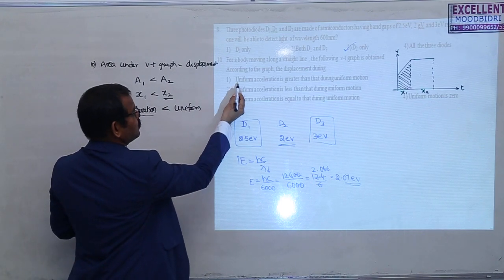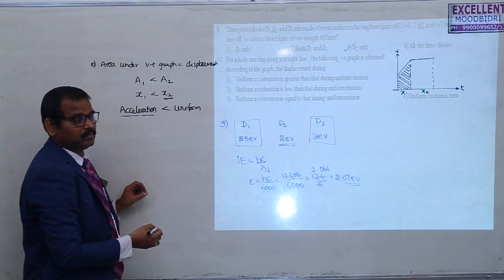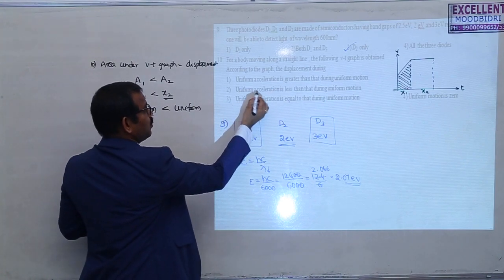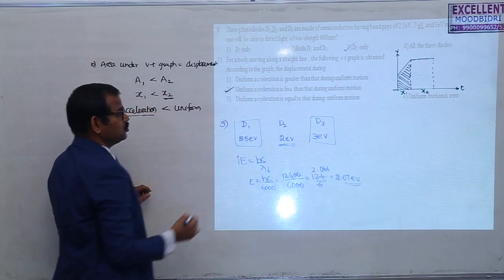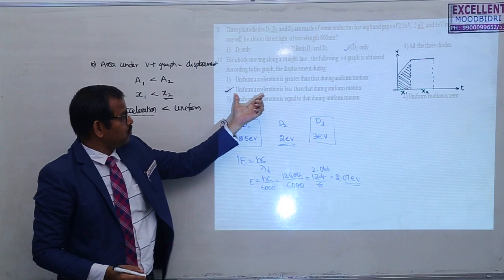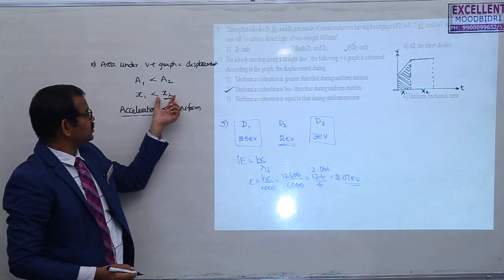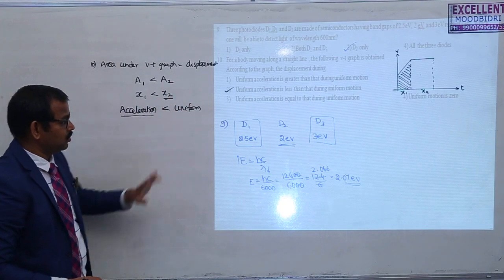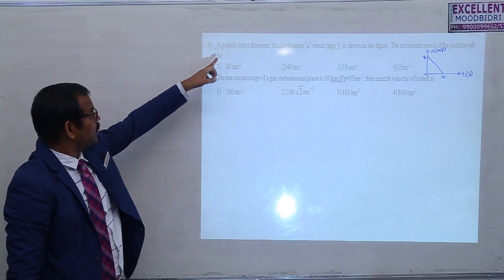So here, if you observe these four options, "uniform acceleration displacement is greater than that during uniform motion" is wrong. "Uniform acceleration displacement is less than that during the uniform motion" is right. So the displacement during uniform acceleration is less than the displacement during uniform motion. Option 2 is correct.